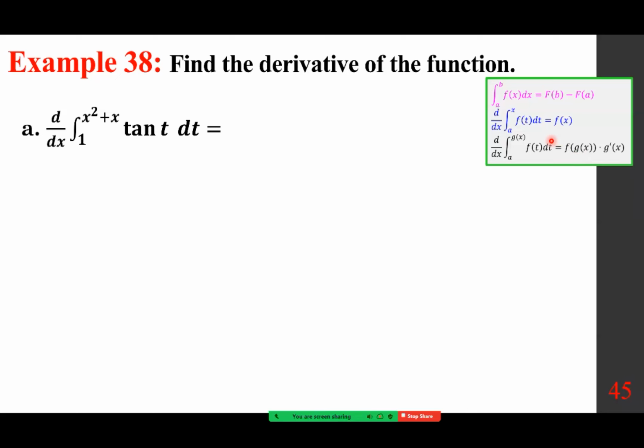In this case, your function f of t is the tangent. And so you replace the t with this function, and then by the chain rule times the derivative of the x squared plus x, which is 2x plus 1. And we put the 2x plus 1 in front.